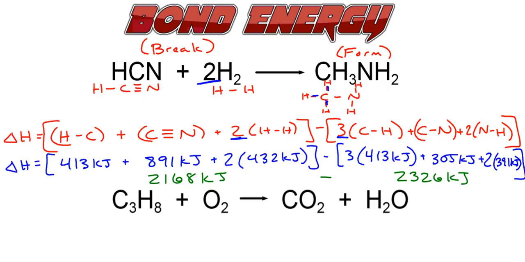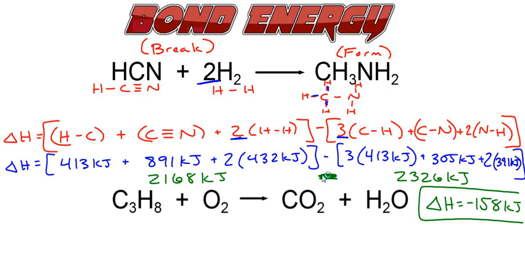So I get 2168 kilojoules that are required to break all those bonds on the reactant side, and it takes 26 kilojoules of energy released. That's why there's a subtraction, to release all those bonds that are formed. So the difference then, my whole reaction is negative 158 kilojoules. So take a chance at the next problem, please.